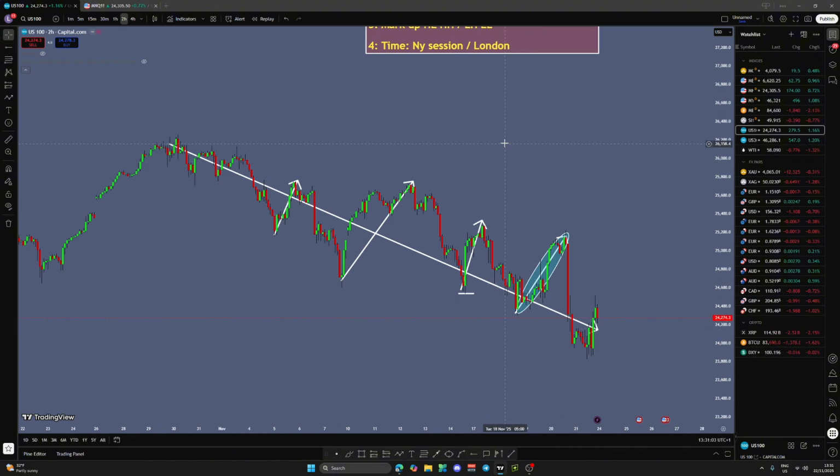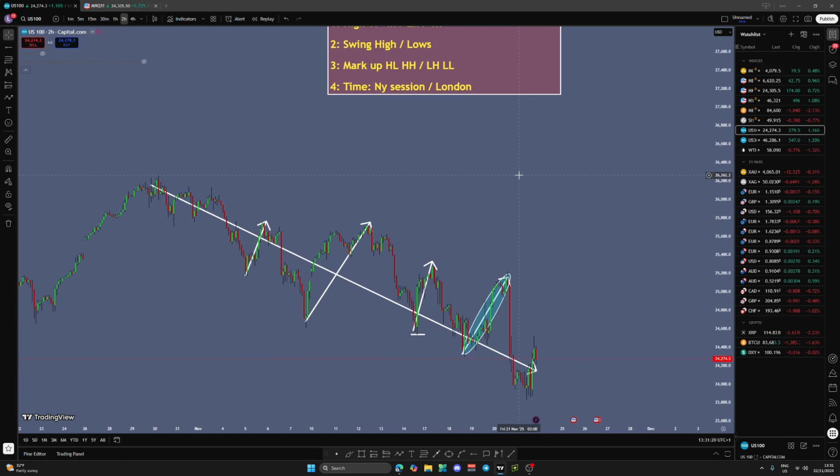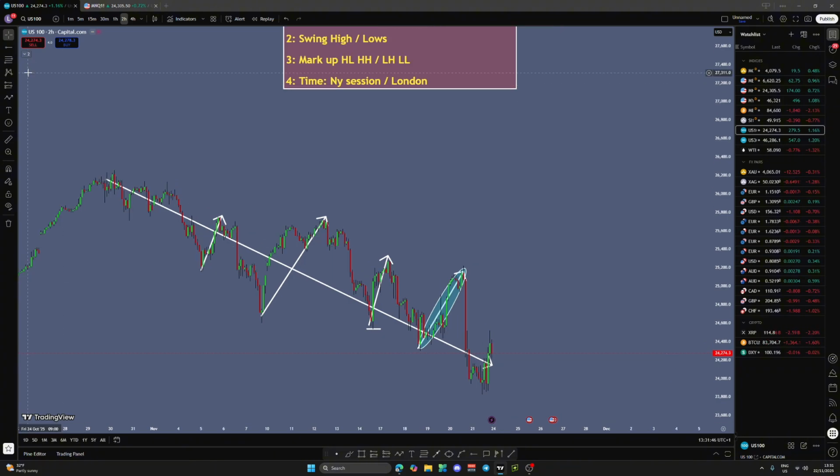So the first thing you're gonna do is draw your swing lows, swing highs, and then mark up your higher lows, higher highs, lower highs, and lower lows. And the last one is trading only during the New York session or London, because the banks are also trading in these times. Okay, so we want to trade with the banks, and the banks are trading in the New York session or London session. So to be able to make fast money, you want to trade only in the New York session and London. This is also very important, okay?